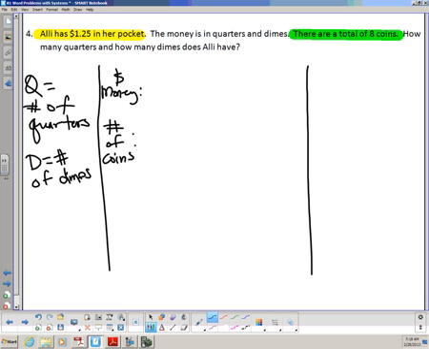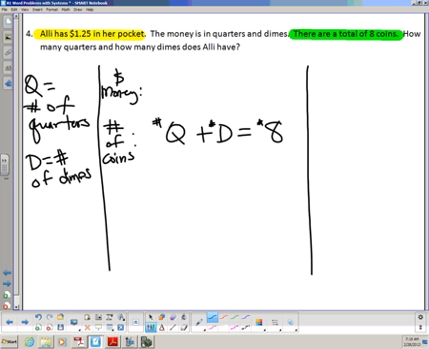So we have quarters, the number of quarters represented by Q, the number of dimes represented by D, and the total is 8. So my number of coins fact is the number of quarters I have plus the number of dimes that I have equals 8. And these are numbers. This is a number fact.